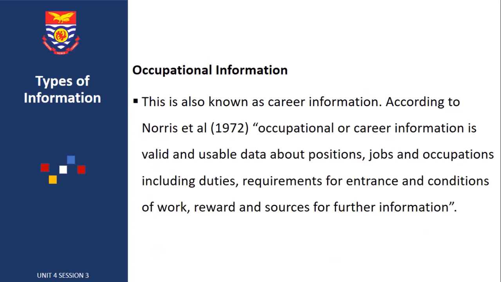Occupational types of information, continuous occupational information. This is also known as career information, and according to Norris et al. 72, occupational or career information is valid and usable data about positions, jobs, and occupations, including duties, requirements for entrance, and conditions of work, rewards, and sources for further information. Now, such information is to give every detail of the job one really wants to do for a living.